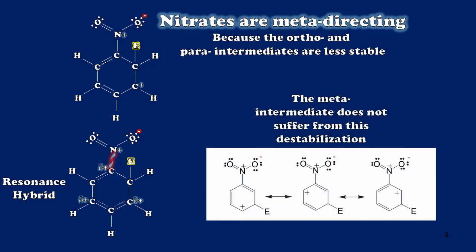However, when you consider what goes on when the electrophile is added at the meta position, you see that the positive charge is never located directly adjacent to the positively charged nitrogen. So this location is deactivated less.